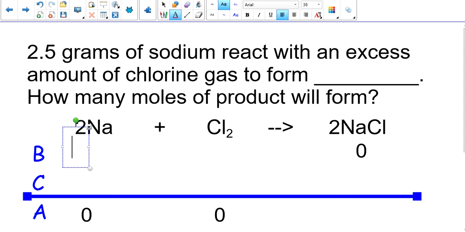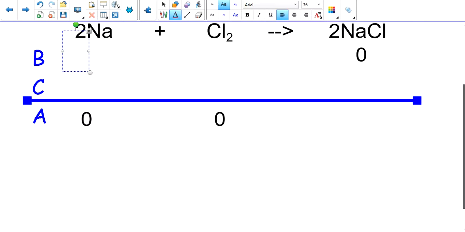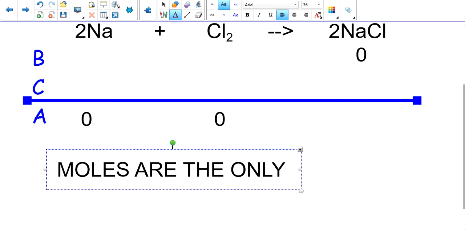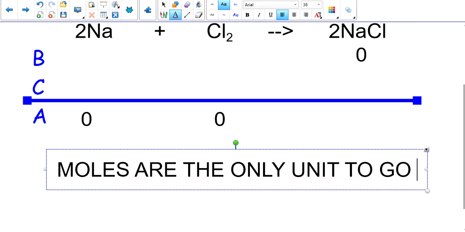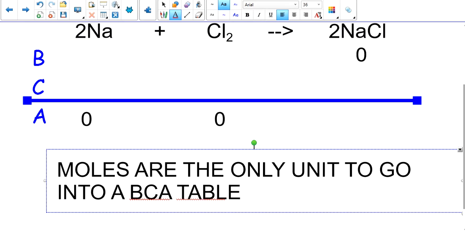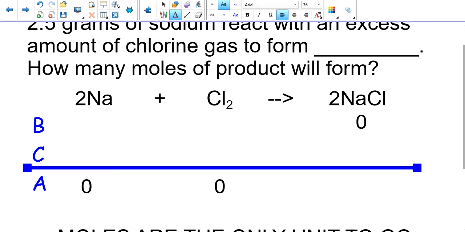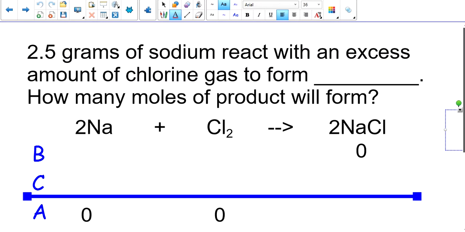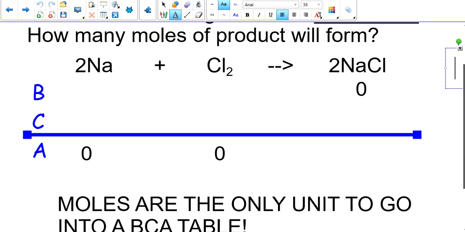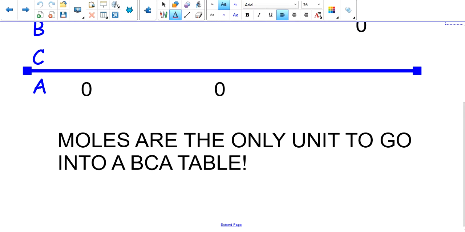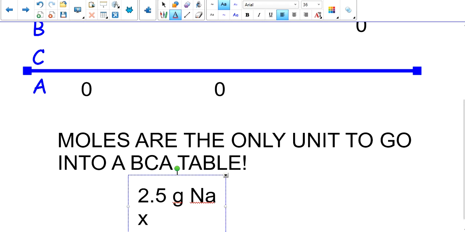In fact, here's your rule, and I will type it out because it's so important. Moles are the only unit to go into a BCA table. If you do anything other than moles, you're going to be wrong. So the question is, how do we go about getting 2.5 grams of sodium into moles? Well, that's a relatively easy fix. I'll do the work down here. I know 2.5 grams of sodium. I want to convert that to X moles of sodium.